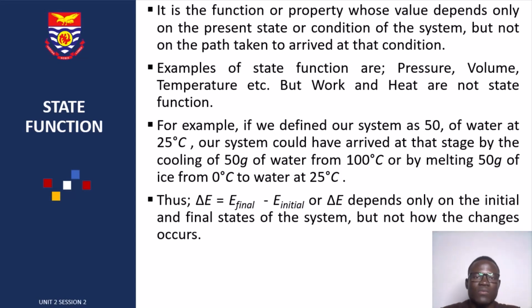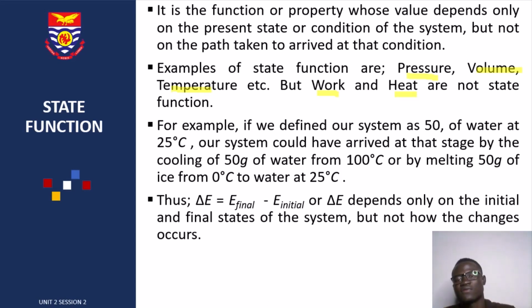So, when we say state function, it is a function or property whose value depends only on the present state or conditions of the system, but not on the path taken to arrive at that condition. Examples of state functions are pressure, volume, and temperature. However, work and heat are not state functions.